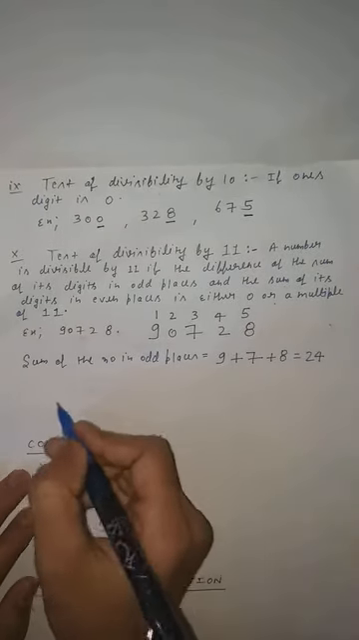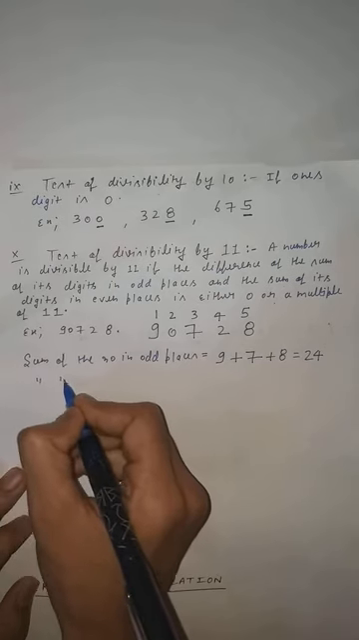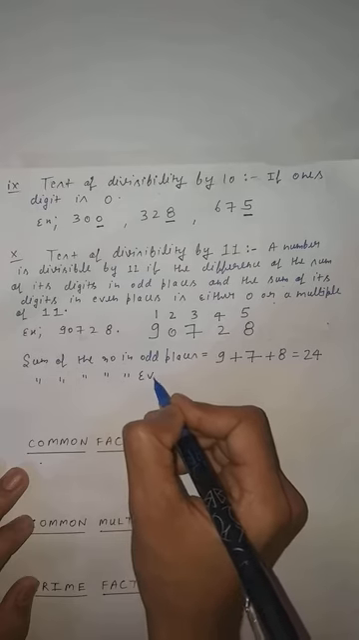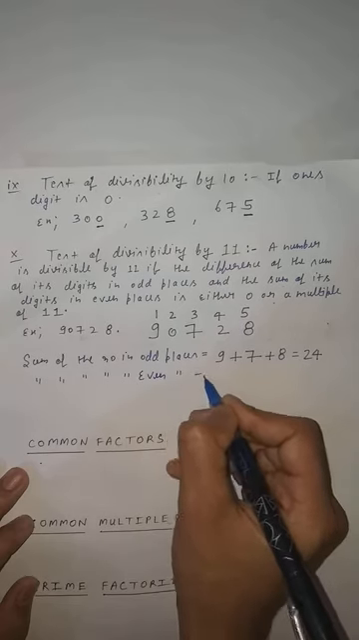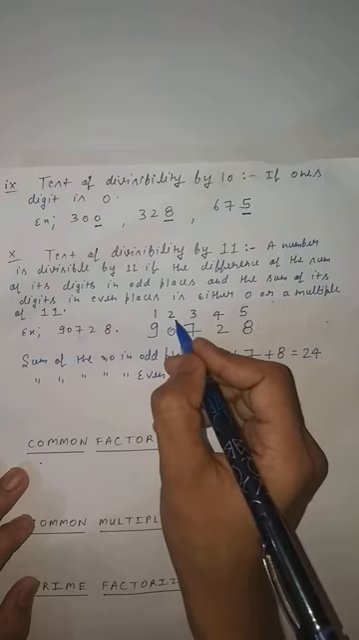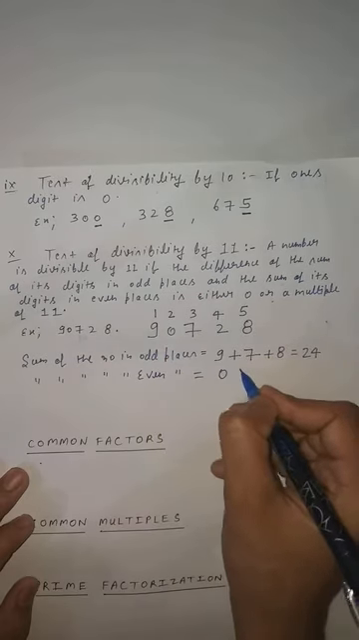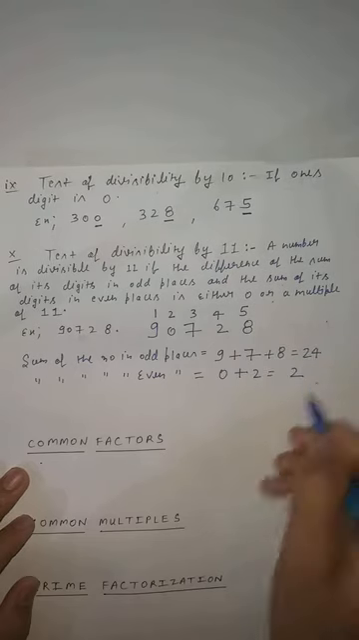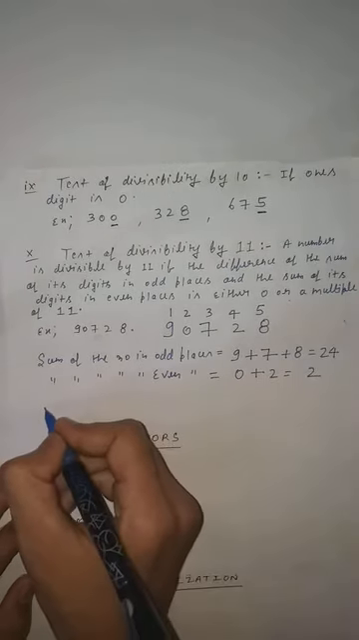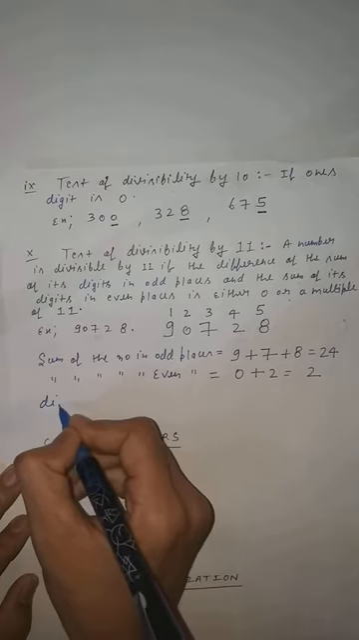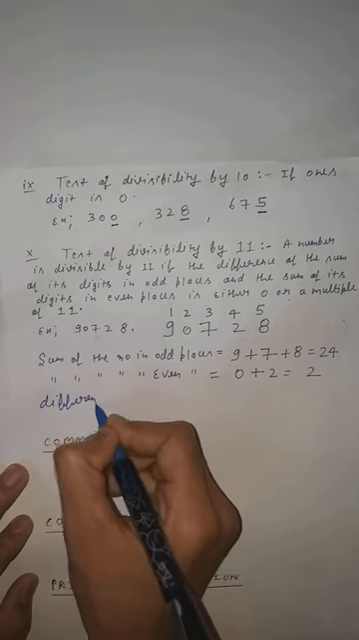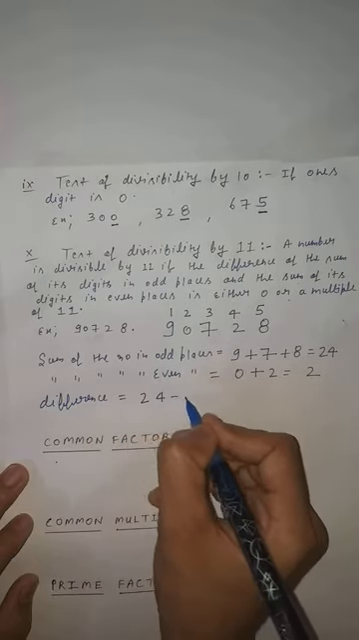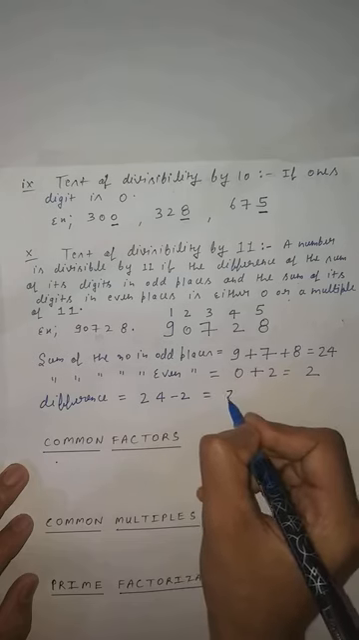Clear? Now again you will do the sum of the numbers in even places. Which are the even places? 2 is an even place and the value is 0. 4 is an even place and the value is 2. This is 2. Now again, what you have to do, you have to find the difference. So what is the difference? 24 minus 2 is 22.